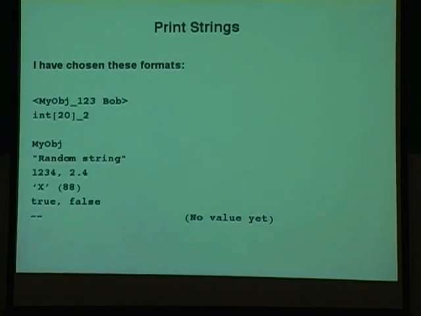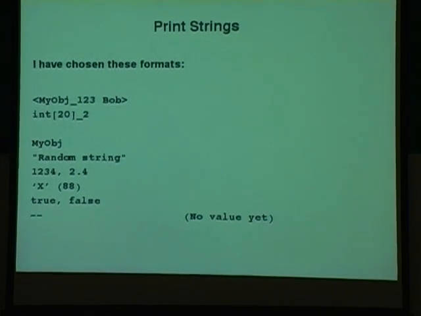I've chosen these print strings. Nothing special about them. The first print string, myObject_123, is the name of the class, an iteration counter. This is the 123rd myObject that was created, and optionally, an instance variable value. So if myObj has a name variable, you can stick Bob in there.